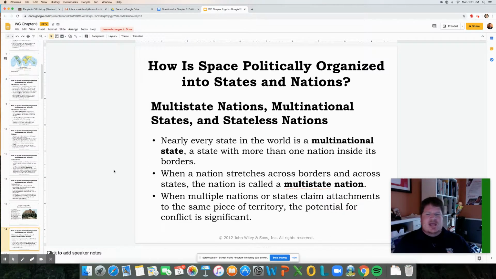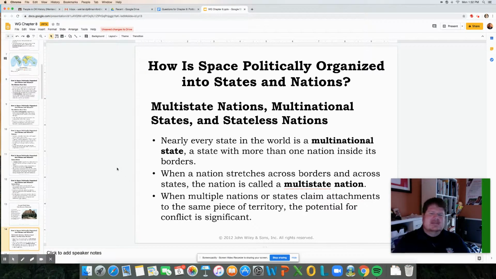We have multinational states. Nearly every state in the world is a multinational state, a state with more than one nation inside of its borders. And that's one of us. We're the United States. We have people from different cultures, different ethnicities, who speak different languages, all a part of the United States. People from Europe, Central America, South America, different parts of North America, you name it. And we have a lot of that.